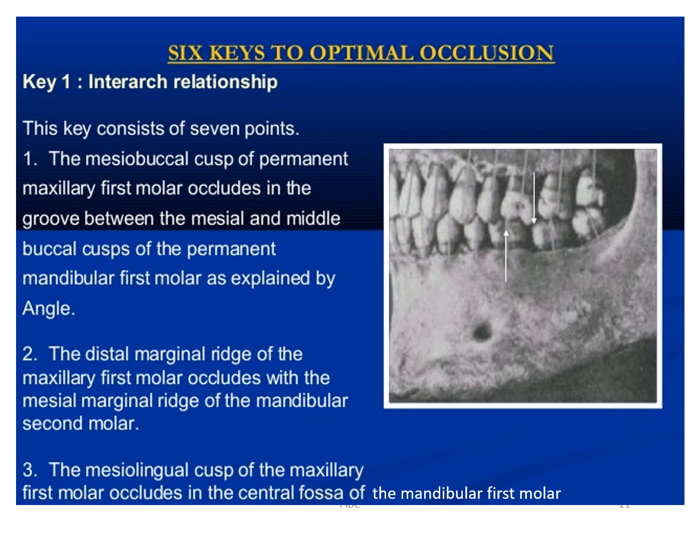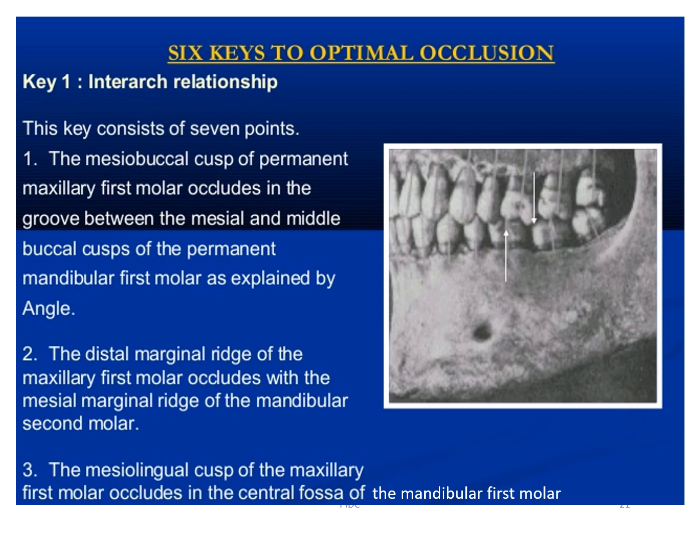So in this, the important points are the mesiobuccal. All of you know by now what a class 1 malocclusion is, Angle's class 1. So this is the thing. The mesiobuccal cusp of your maxillary first molar occludes in the groove between your mesial and middle buccal cusp of your permanent mandibular first molar. So this is very, very important when you are writing key number 1.